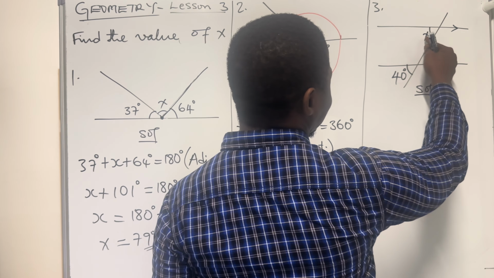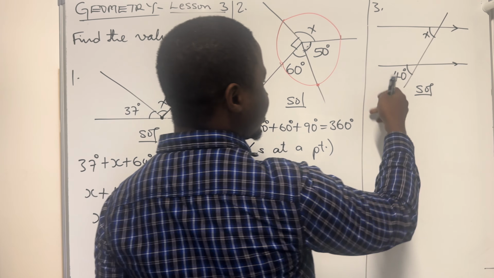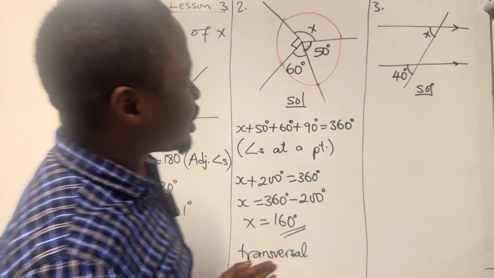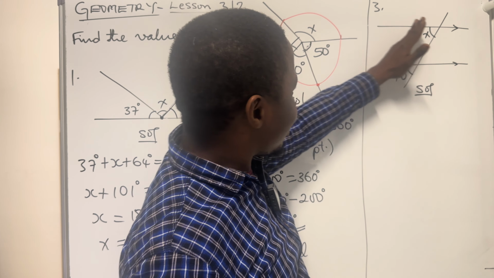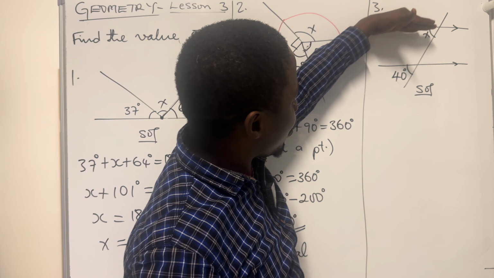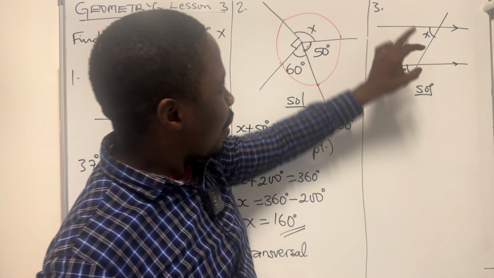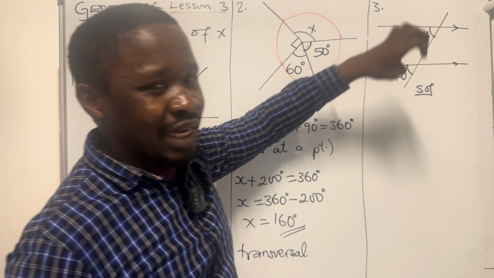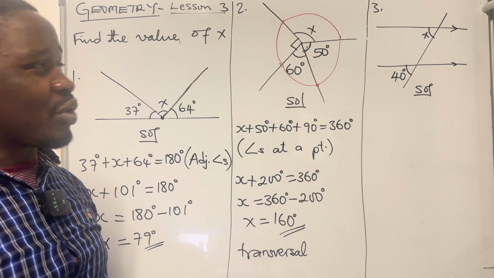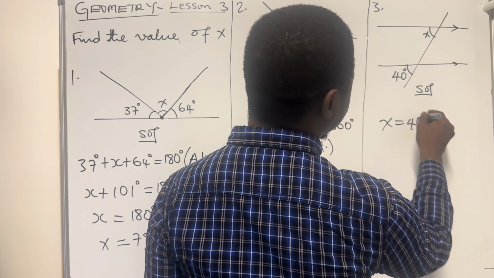So here we can see x, we can see 40. X is acute, 40 is acute. So they are what? They are equal. Or the other one says, on the same side of the transversal line, on the left side, this x is below the parallel line. This 40 is also below the parallel lines. So when this situation happens, we can say they are corresponding angles. And corresponding angles are said to be equal. So we say x is equal to 40 degrees.